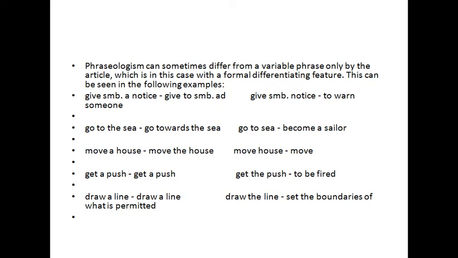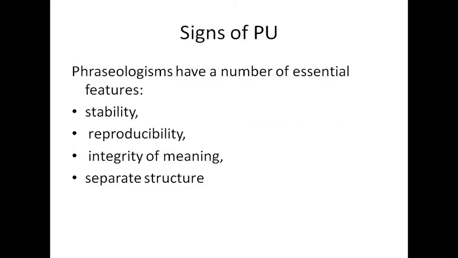To get a push, давать толчок, direct meaning, and phraseological, get the push, it means to be fired, to be dismissed, быть уволенным. And the last, draw a line in a direct meaning, and draw the line, to set the boundaries of what is permitted, то есть устанавливать границы дозволенного. So you see that quite different meanings depend on a presence or absence of article.